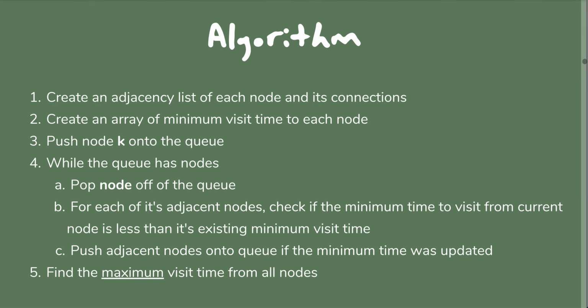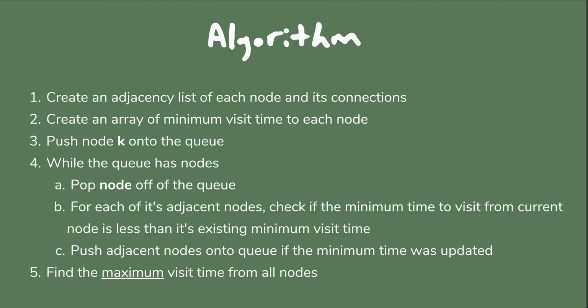So now let's talk about our algorithm. The first thing we're going to do is create an adjacency list of each of our nodes and its connections. Then we're going to create an array of the minimum visit time to each node. We're going to push our node k onto our queue, and then we're going to go through our queue. So while our queue has nodes, we want to pop a node off of the queue. This will be the current node.